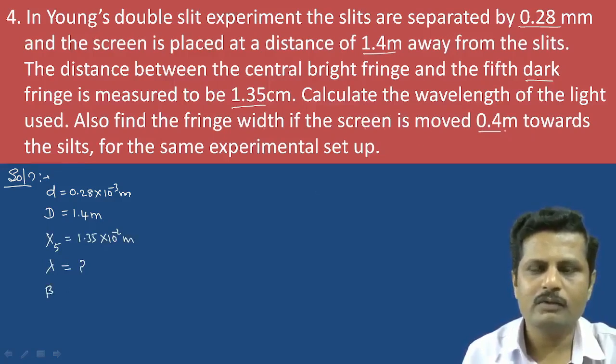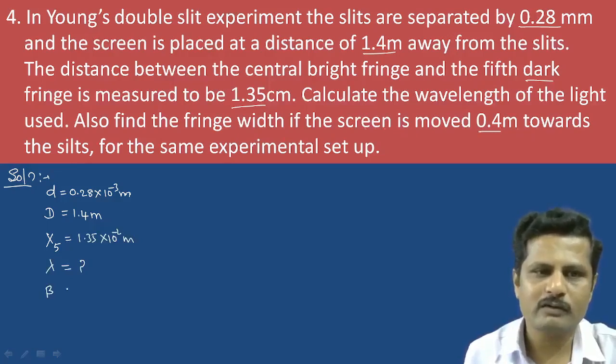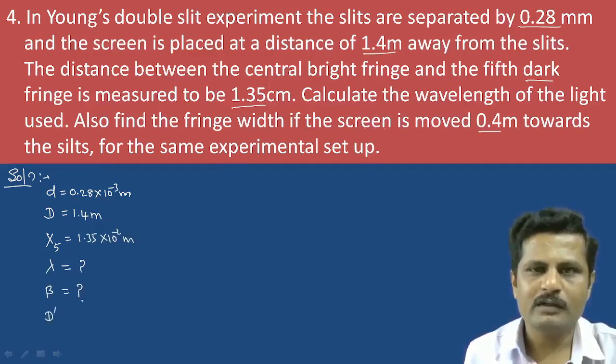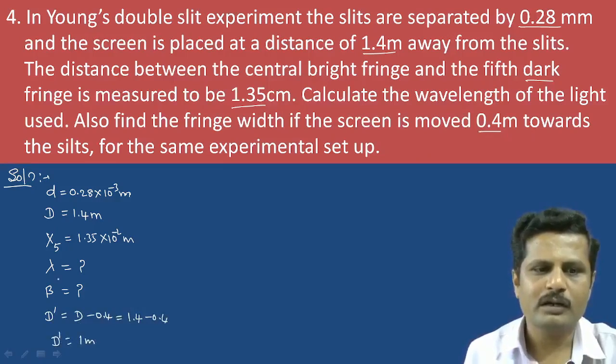If the screen is moved 0.4 meter towards the slit, then the distance between the screen and the slit is equal to D minus 0.4. So we know that D equals 1.4, that is initial distance, 1.4 minus 0.4, this is equal to 1 meter. Whenever the distance between the slit and the screen is 1 meter, at that time what will be the fringe width? These two we need to find out.